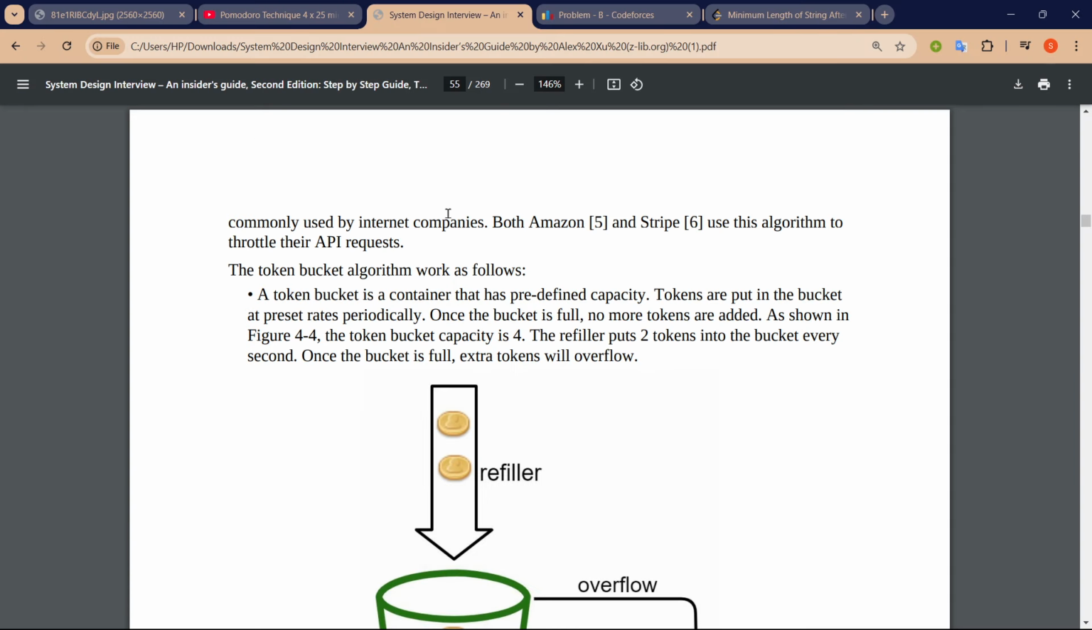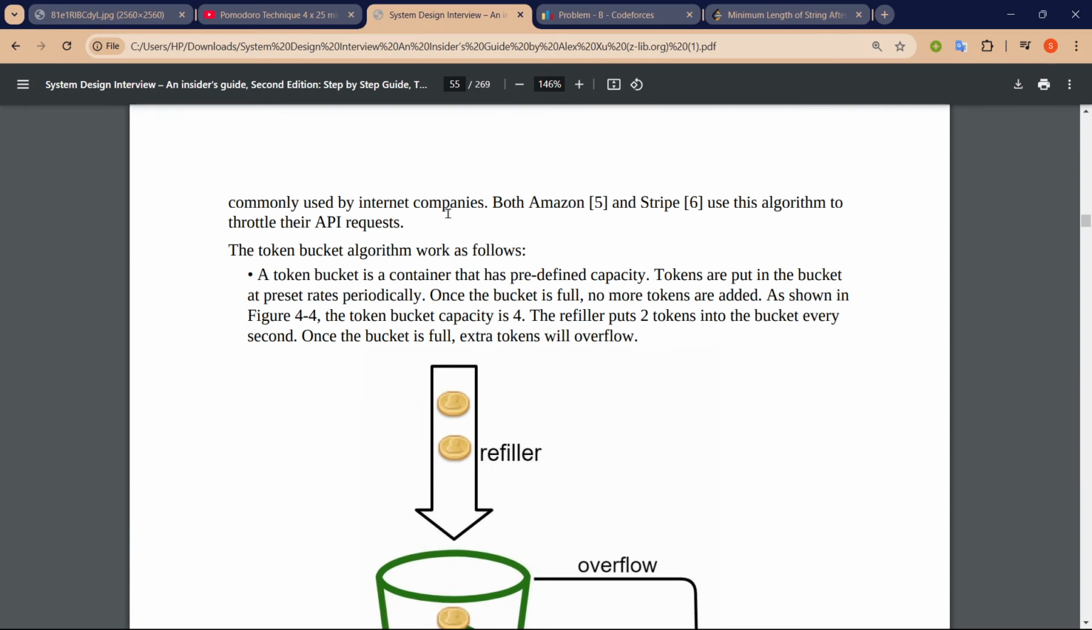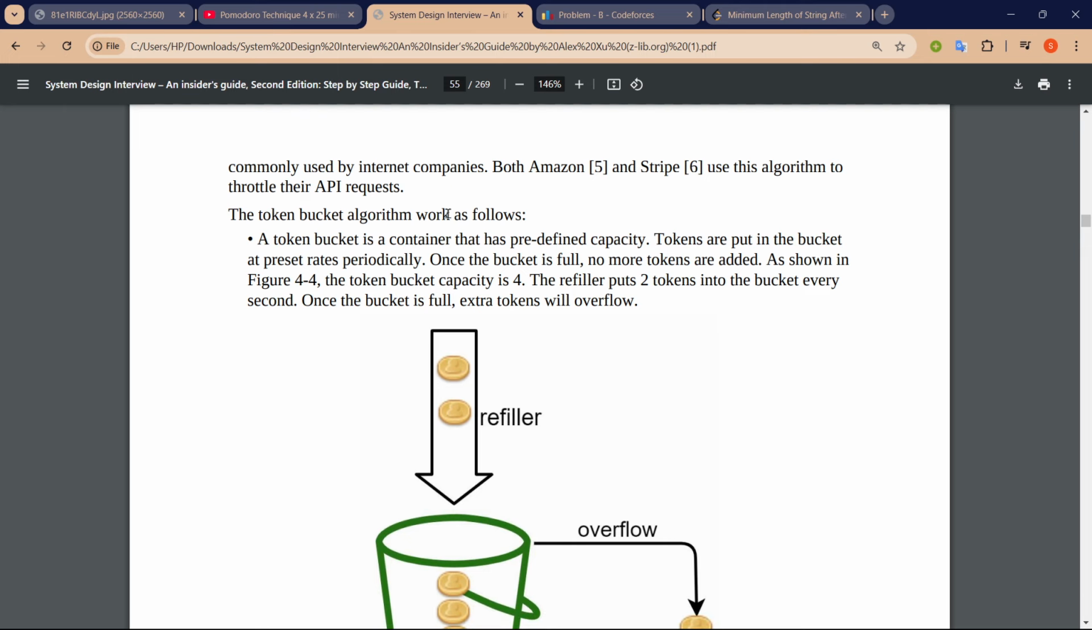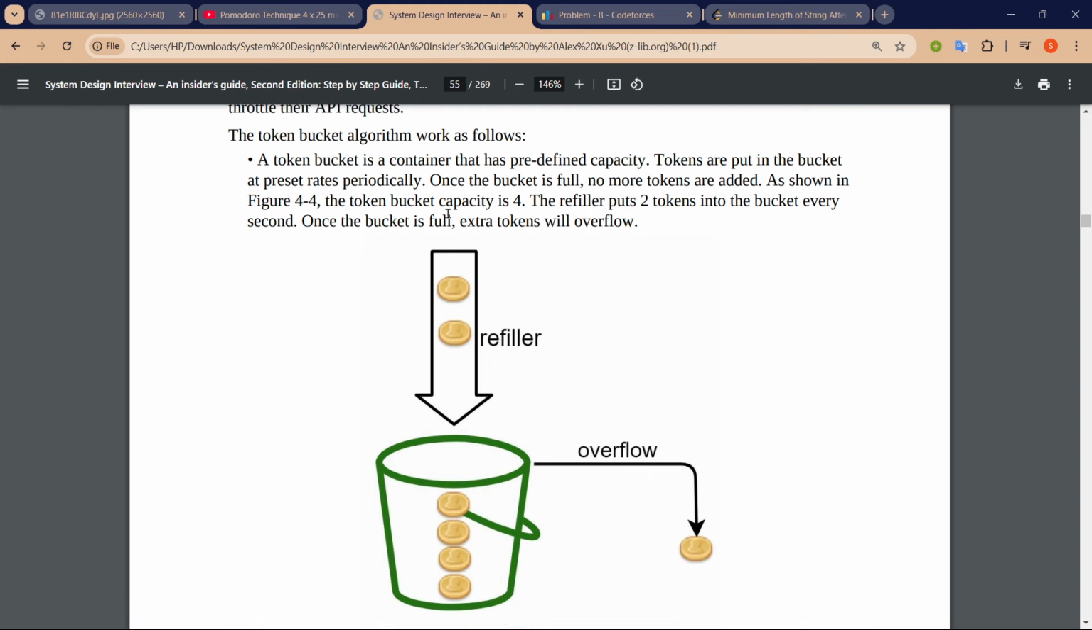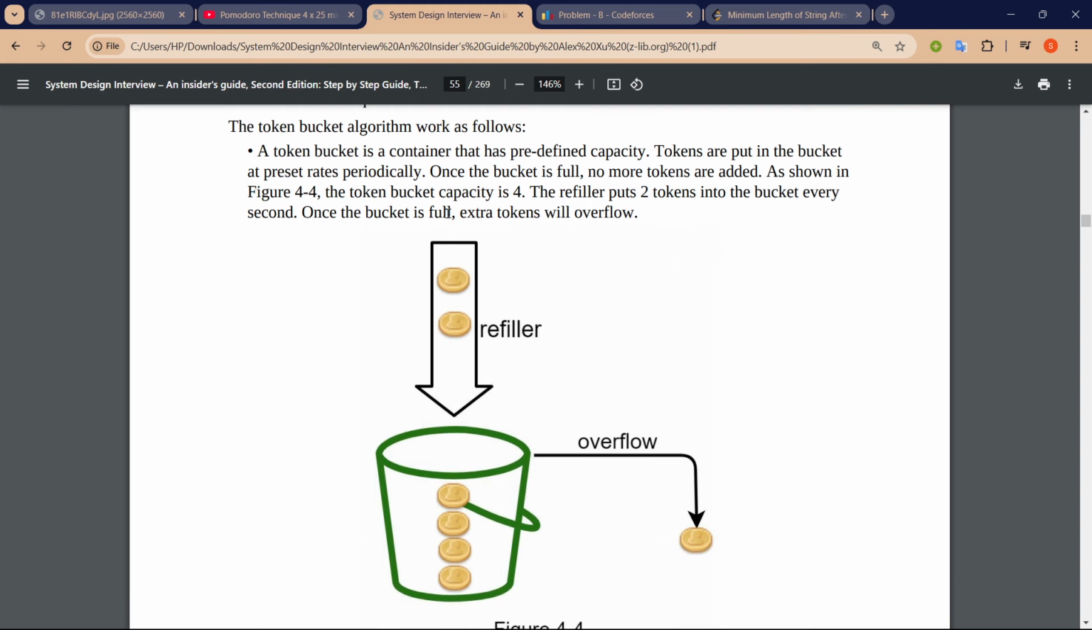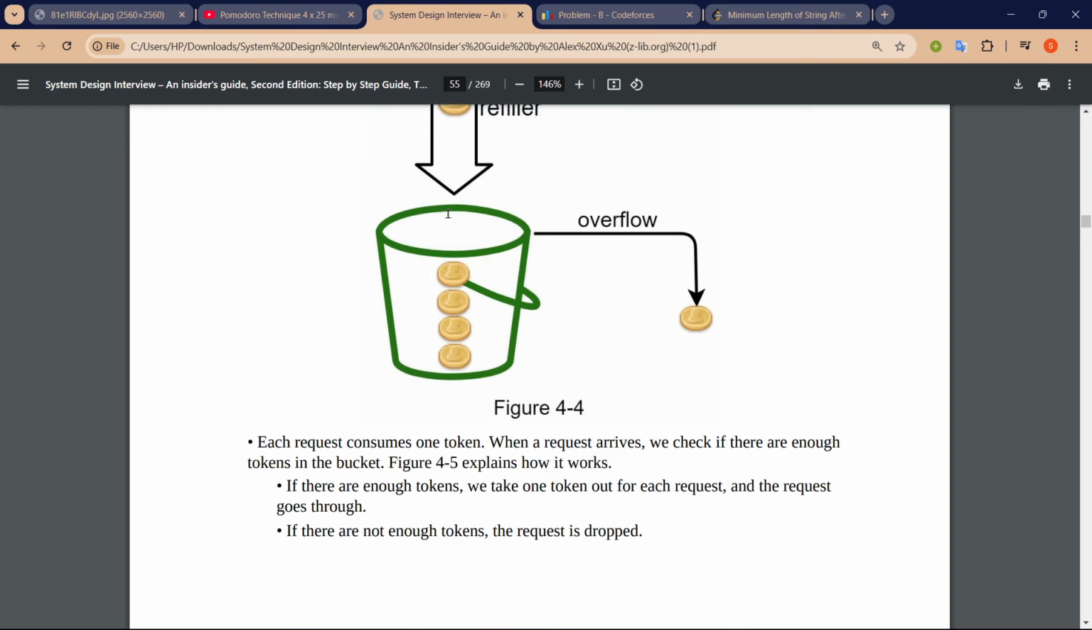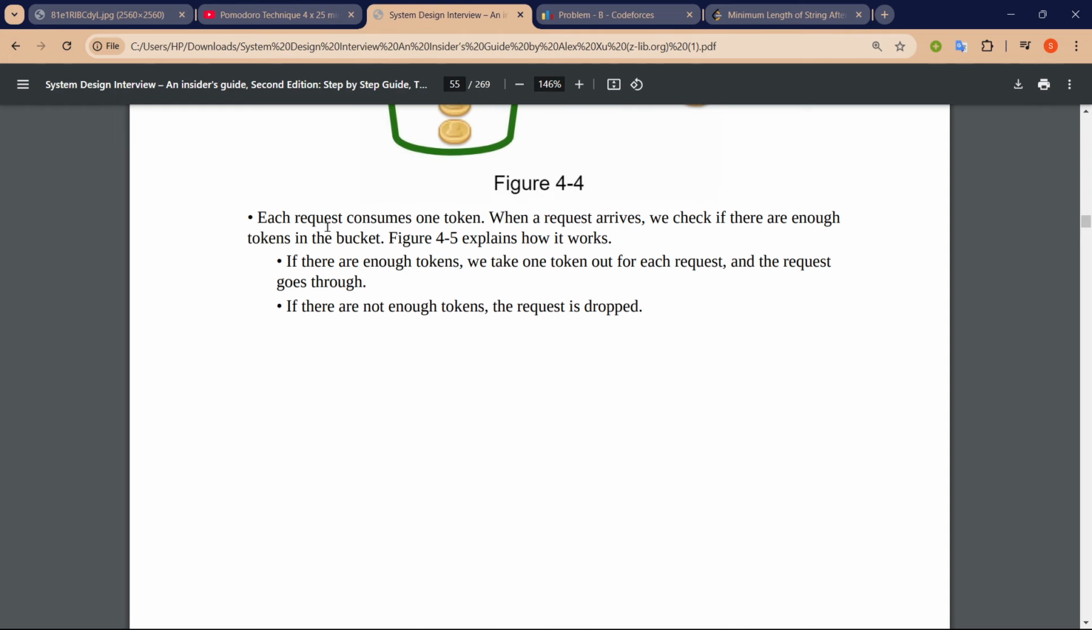A token bucket is a container that has a predefined capacity. Tokens are put in the bucket at preset rates periodically. Once the bucket is full, no more tokens can be added. As shown in figure 4.4, the token bucket has a capacity of 4. The refiller puts 2 tokens in the bucket every second. Once the bucket is full, extra tokens will overflow. Each request consumes 1 token.